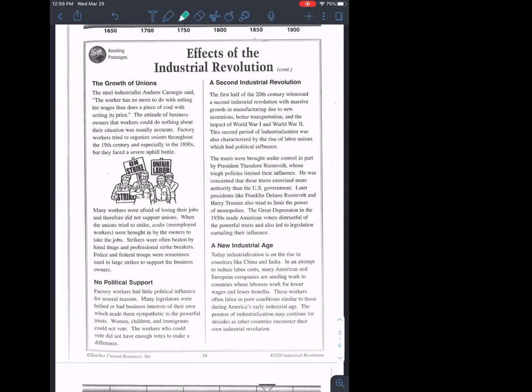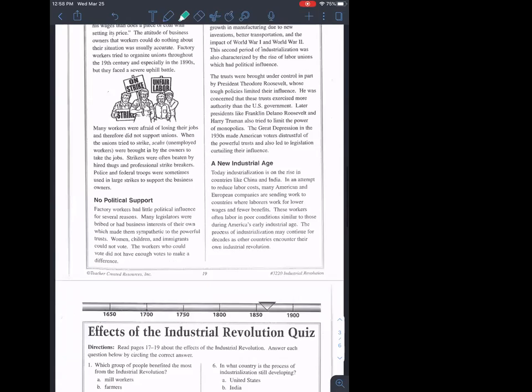Today, industrialization is on the rise in countries like China and India. In an attempt to reduce labor costs, many American and European companies are sending work to countries where laborers work for lower wages and fewer benefits. These workers often labor in poor conditions, similar to those during America's early industrial age. The process of industrialization may continue for decades as other countries encounter their own industrial revolutions.